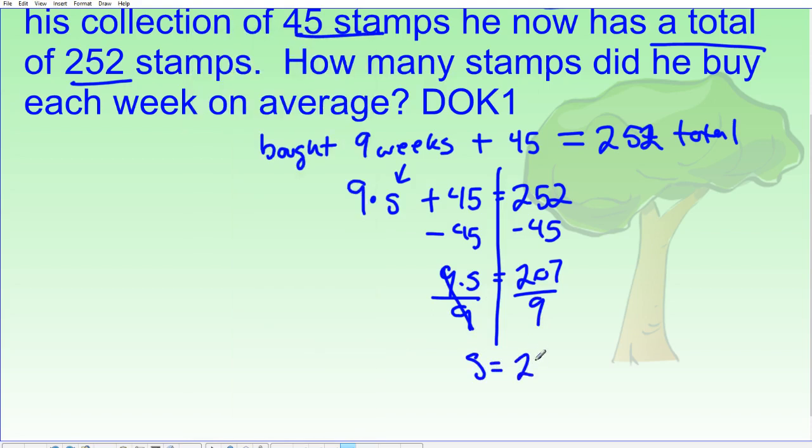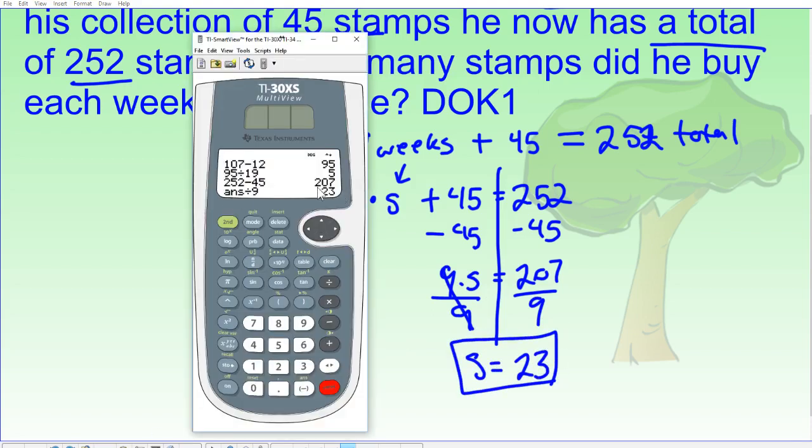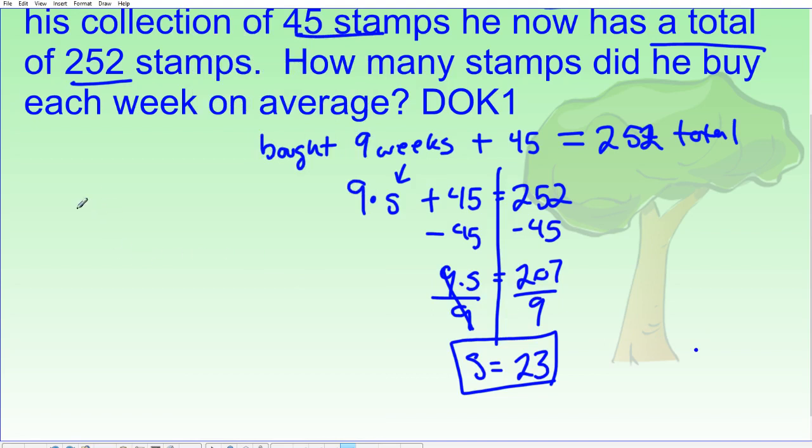So on average, he got 23 stamps. 207 divided by 9 is 23. So each week he bought an average of 23 stamps. So imagine he bought 23 stamps 9 weeks in a row. And then if you add that to the 45 he already had, he would now have 252 stamps. I'm just doing this over here to make sure that the answer we got makes sense in my brain, and it does.